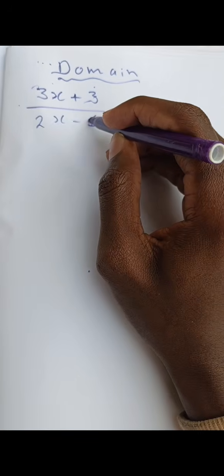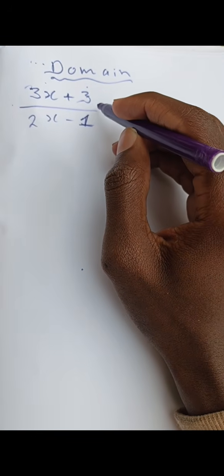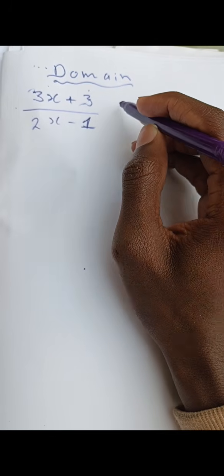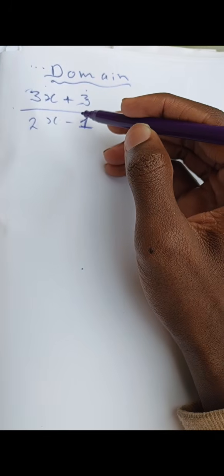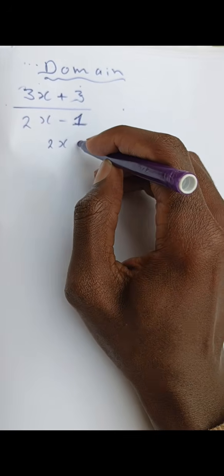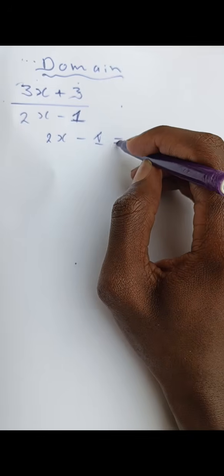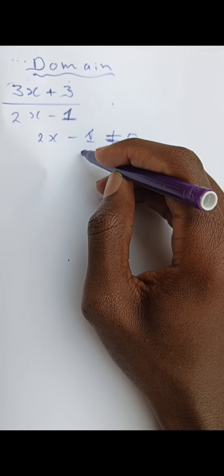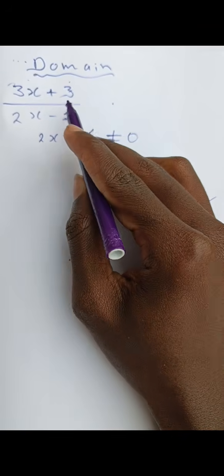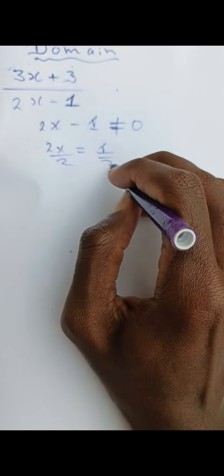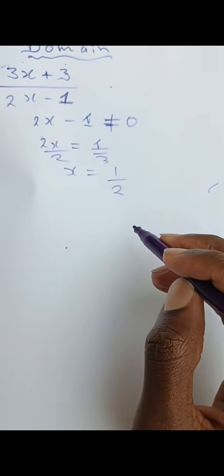Okay, so I'm saying that when you're finding the domain, it means that we are finding the possible values of x which won't give us undefined, or which won't give us 0 on the denominator, right? So what I'll do is get this denominator and say 2x minus 1 should not be equal to 0. Okay, it should not be equal to 0, because if it is 0, it is what? Undefined. Now let's solve for x. So it's going to be 2x is equal to 1, over 2 over 2. X is equal to 1 over 2. I mean, it's not equal.